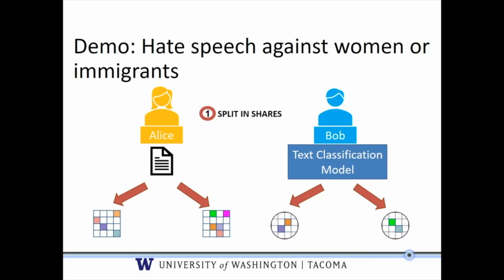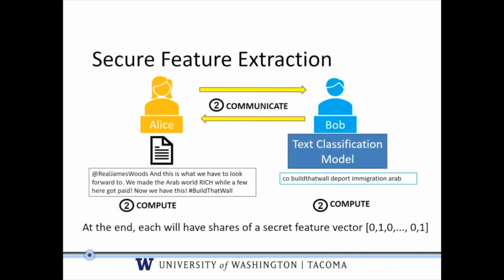And so if you consider Alice has the tweet. She considers this private, doesn't want anyone to know. Bob has a text classification model. He doesn't want to reveal anything about how he's classifying these tweets. And also, if you don't consider that private, it can leak information about what words are actually in Alice's tweet. So we had to split both Alice's tweet and Bob's model into shares.